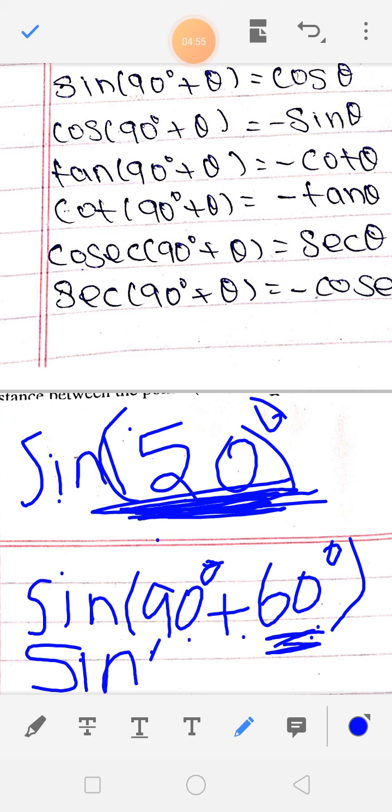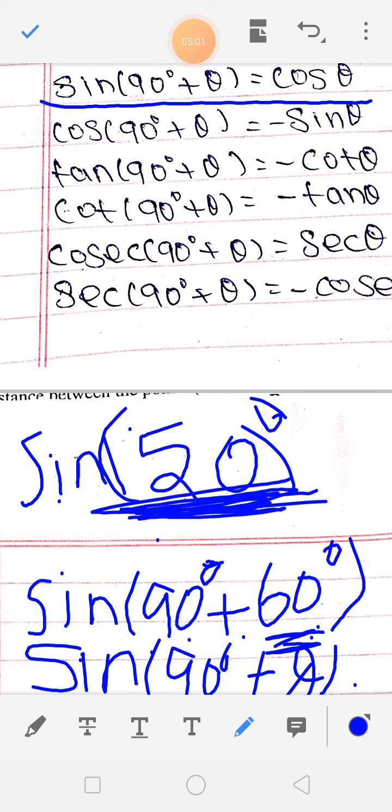Sine of 90 degree plus theta form. Now look at the property. Sin of 90 degree plus theta, how do I write it? Cos theta. I can write cos theta. So, comparing these two, sin of 90 degree plus theta, I can write cos theta.